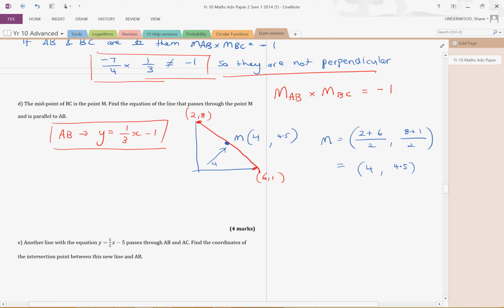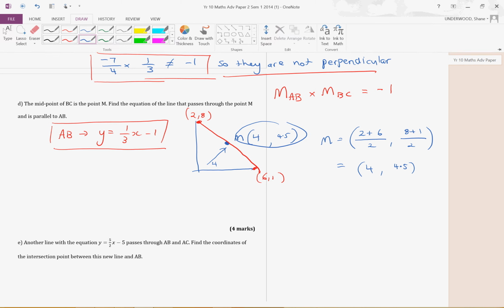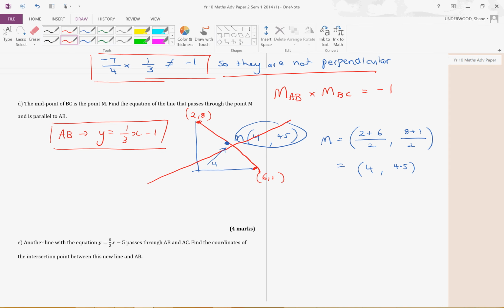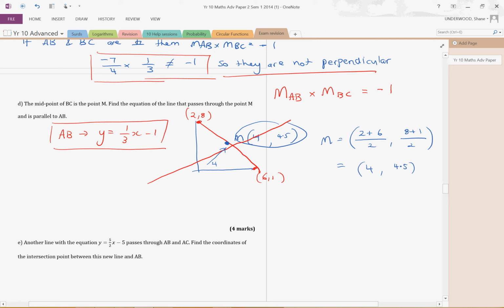Now it says here, we want to find the equation of a line that passes through that point, but is parallel to AB. Now AB is sort of like going like this. It's not perpendicular, it's parallel. Now, if it's parallel, what can you tell me about the gradient of this new line? It has the same gradient.